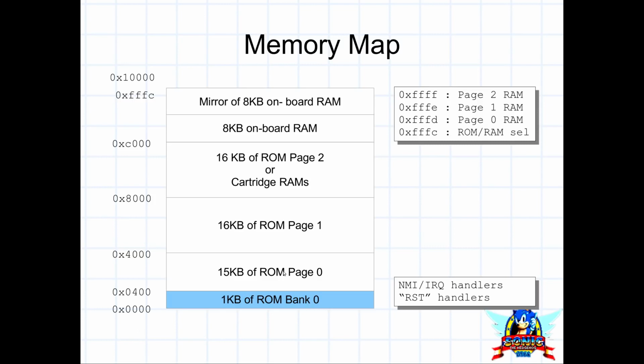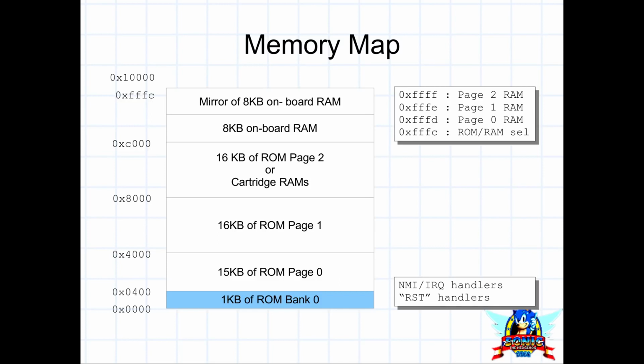Then between 4000 and 8000 there's another page of ROM, and then between 0 and 4000 yet another page. So we have these 3 selectable pages of ROM. We can pick 3 16K slices of the ROM and pick and choose which ones we want. This gives us sort of 48K of ROM that we can see at any one time.